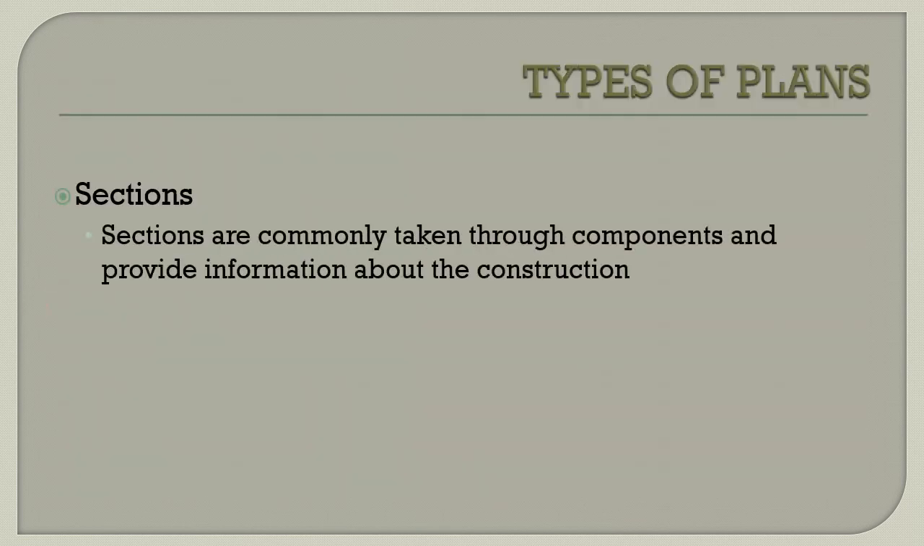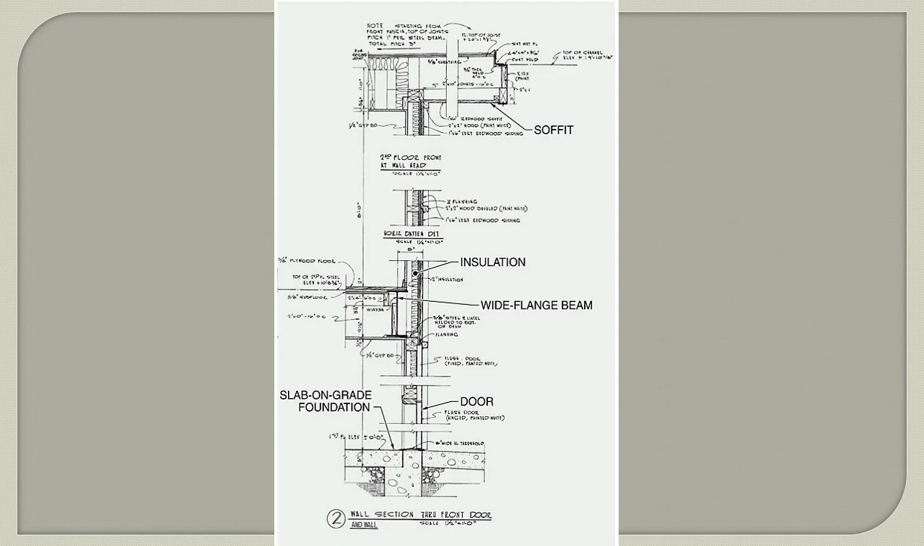A section is usually a slice through a component. It gives you information about the inside of that component, about the construction. And here are some examples of a wall section through the front door and wall. So insulation, components, wide flange beam, slab on grade.